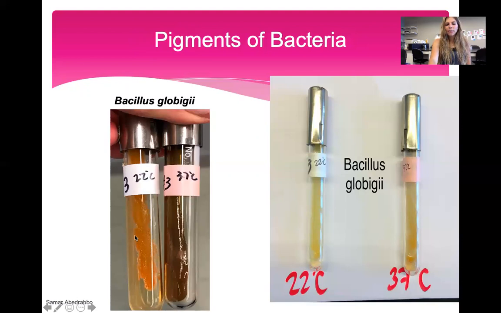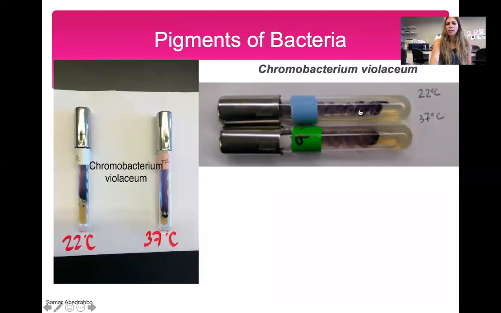So if we look at this bacteria, it grows at both temperatures. At 22 degrees Celsius, it's orange. At 37, it's a much more intense pigment, and it's a little bit like dark orange brown. So that's what Bacillus globigii looks like. Here's Chromobacterium violaceum at 22 degrees and 37 degrees. At both temperatures, this bacteria produces a violet or purple pigment.